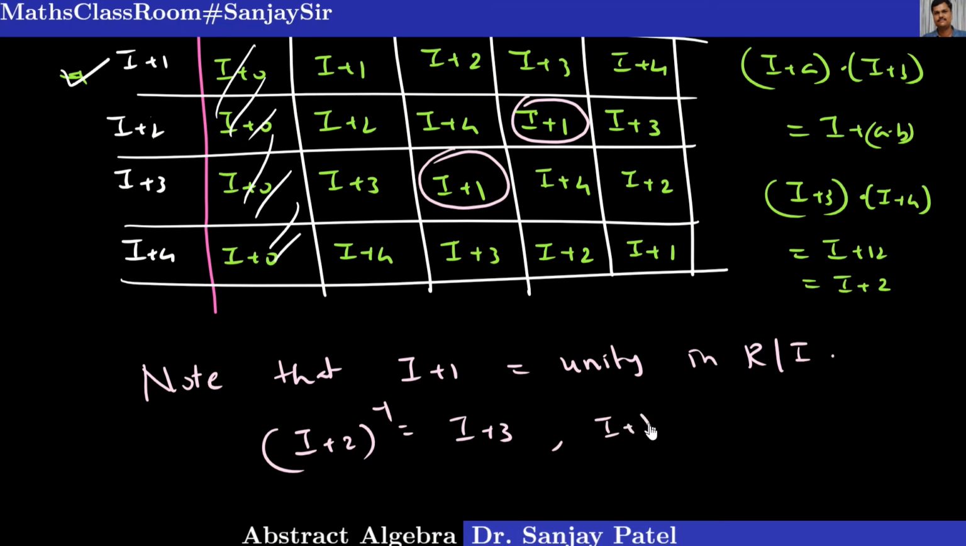So from this table, I plus 2 inverse is I plus 3. I plus 1 is a unity. So I plus 1 inverse is I plus 1 itself. Okay, let me write this.